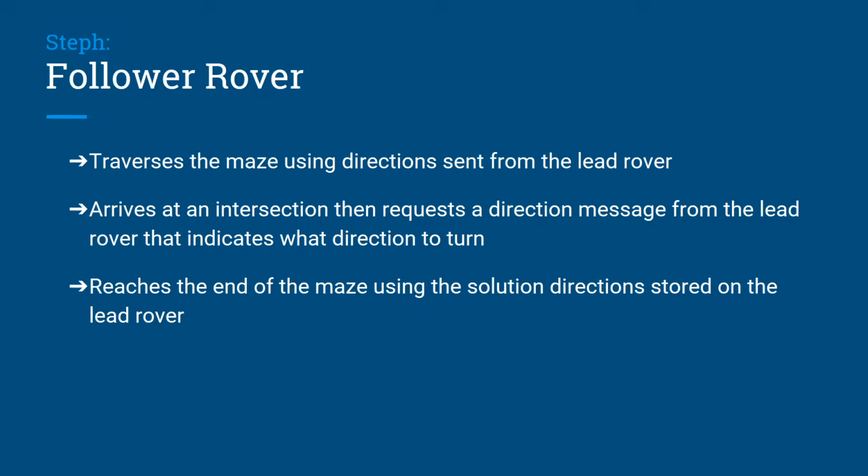The follower rover begins moving from the start of the maze once the lead rover has reached the finish line. When the follower rover detects that it is at an intersection, it will send a direction request message to the lead rover that includes a sequence number for the current intersection. The lead rover responds with a message indicating which direction to turn at the intersection, left or right. The follower rover then sends a message to its motors that signals which way to turn, and it turns in the specified direction. This process is repeated at every intersection until the follower rover reaches the end of the maze, marked by a solid black area.